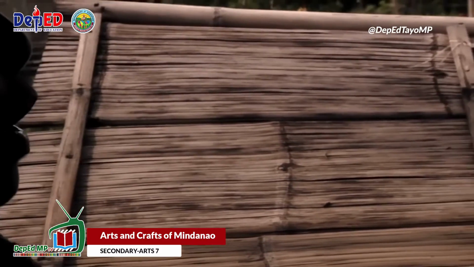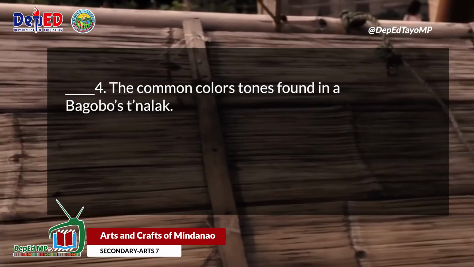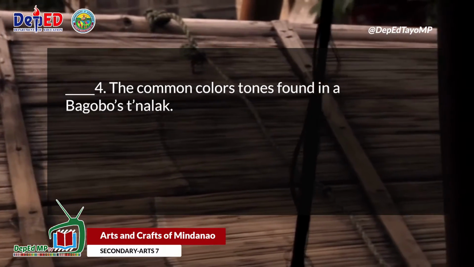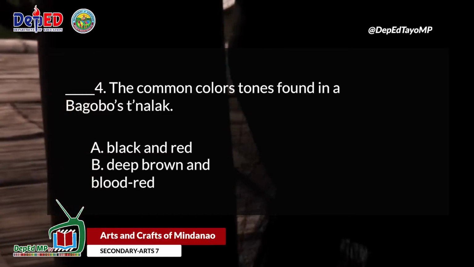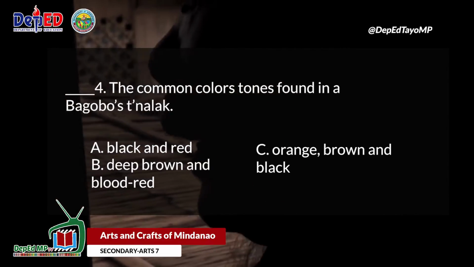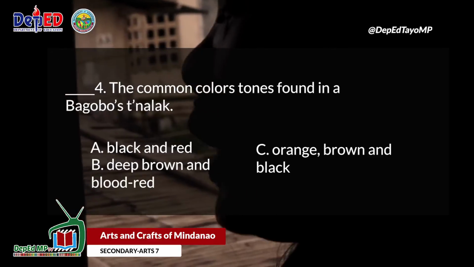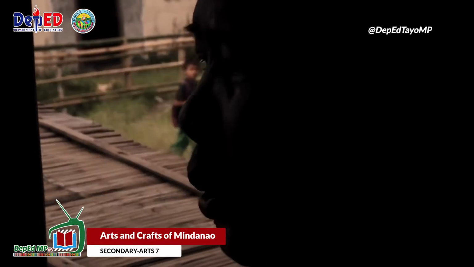Number 3. The common color tones found in Bagubos Tinala. A. Black and red. B. Deep brown and blood red. C. Orange, brown, and black. And D. Red, brown, and black.